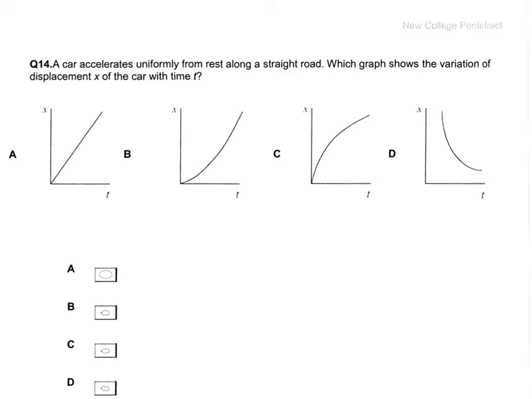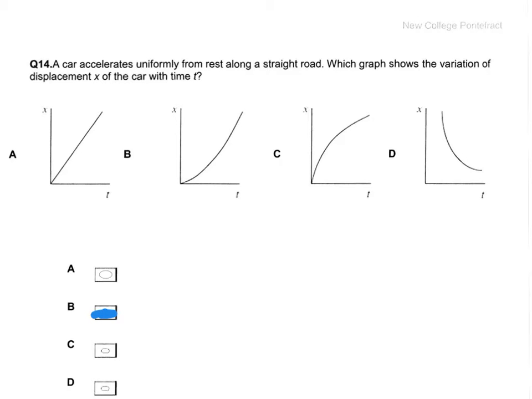What do we know about that? We know that the gradient shows the velocity. We're told the car is accelerating uniformly, therefore we know the velocity is increasing, therefore I know that the gradient of the graph is increasing. In fact, it starts from rest, so the gradient should be starting at 0. Well, I've only got one graph where the gradient is increasing, showing the velocity is increasing, and that is B. So the answer to question 14 must be B.